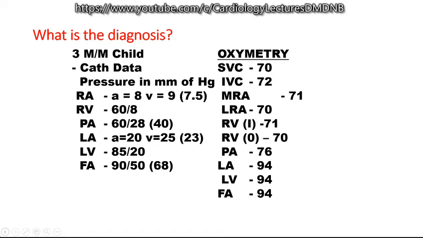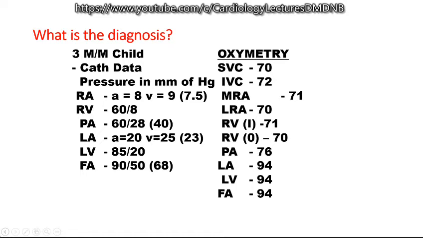Because the mean RA pressure and the RV diastolic pressure are almost the same, sir. Okay, very good. Or you can also say that the A wave is equal to the RV end-diastolic pressure. So there is no gradient across the tricuspid valve, sir. Okay, then is the pulmonary pressure elevated?